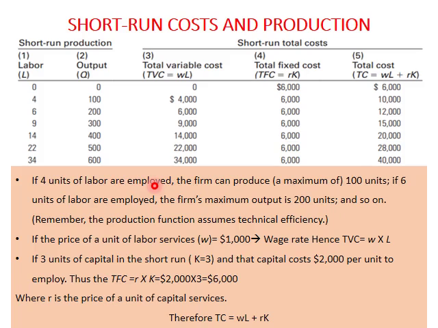You can see this discussion. If 4 units of labor are employed, the firm can produce a maximum of 100 units. 4 units of labor produce 100 units, and the total variable cost will be 4,000. If 6 units, we can get 200 outputs, and so on. If the price of the unit labor service, the wage, is 1,000, here we get 4,000 for 4, 6,000 for 6.